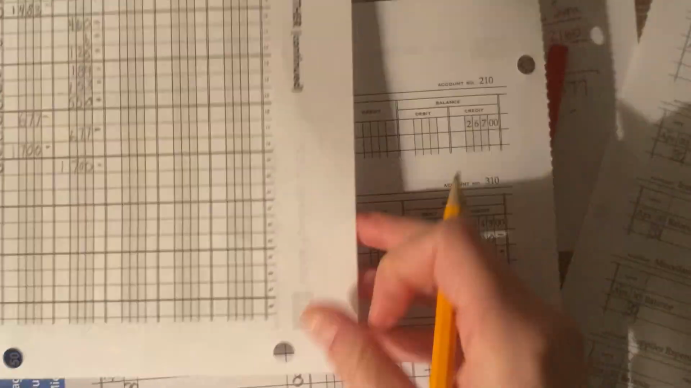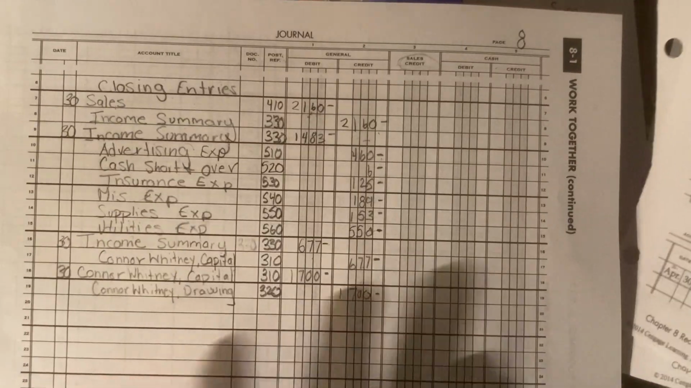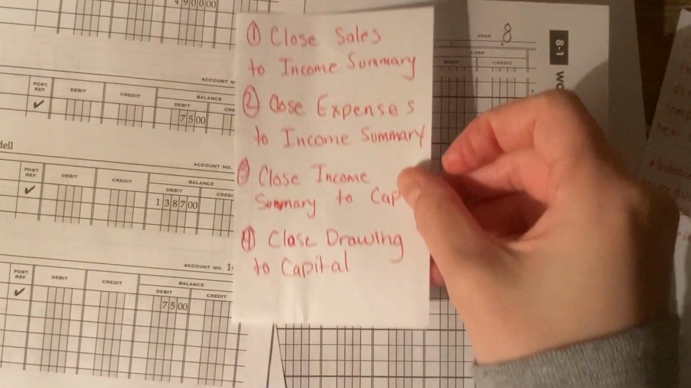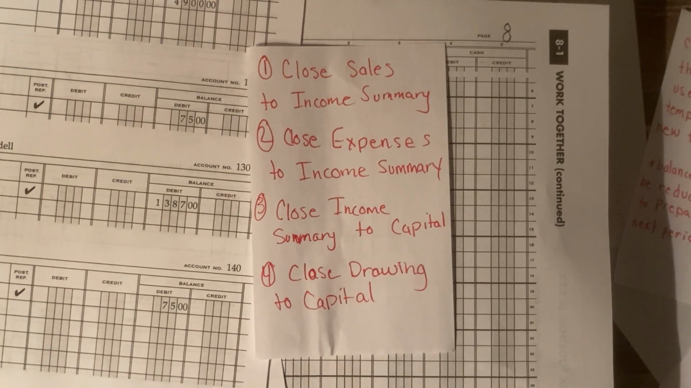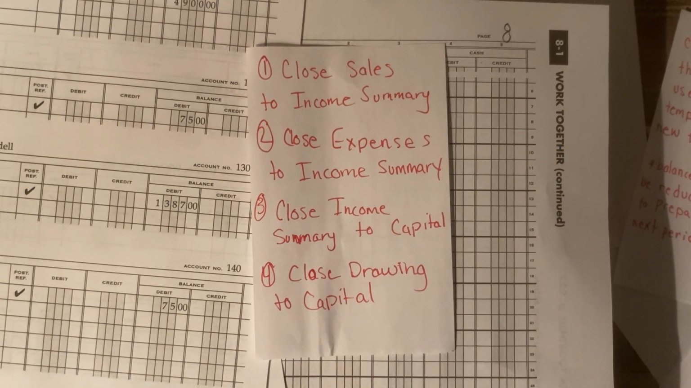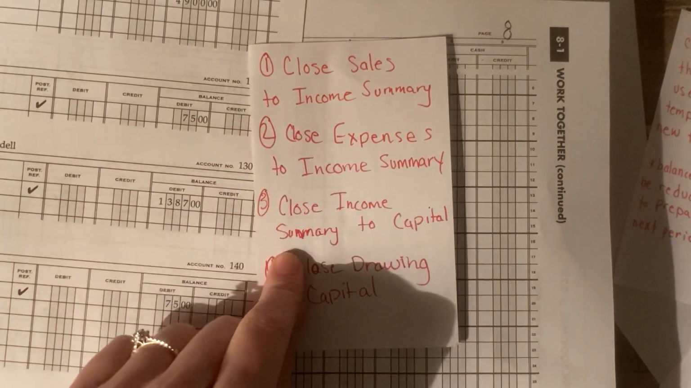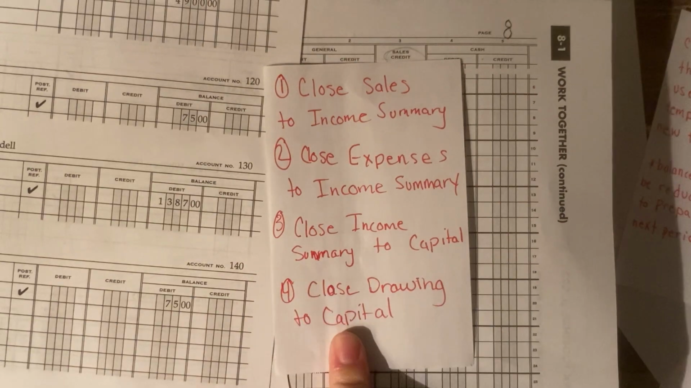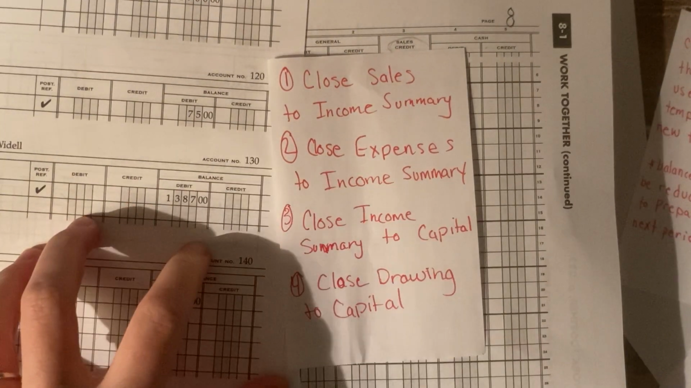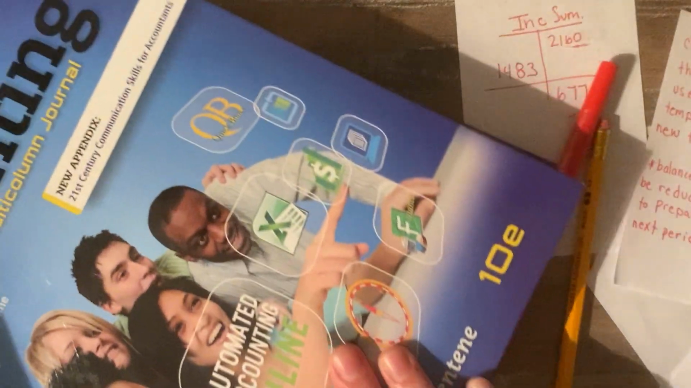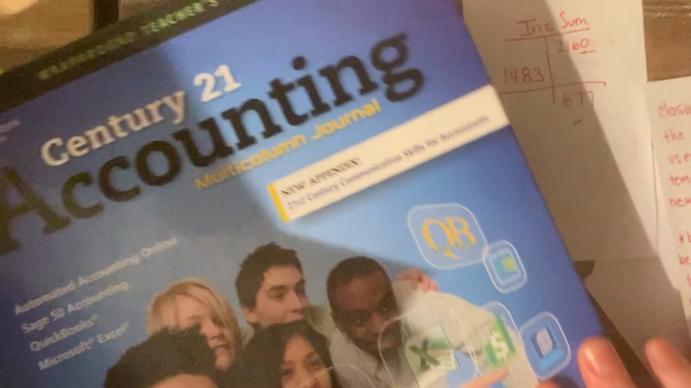And we are finished. So we posted everything we needed to post. We journalized everything we needed to journalize. Now everything is up to date. This slip right here, really important for you to kind of analyze as you go through each step. Close sales to income summary, close expenses to income summary, close income summary to capital, close drawing to capital, then post. Again, all this stuff is taken from Century 21 Accounting, the Multicolumn Journal textbook and working papers.